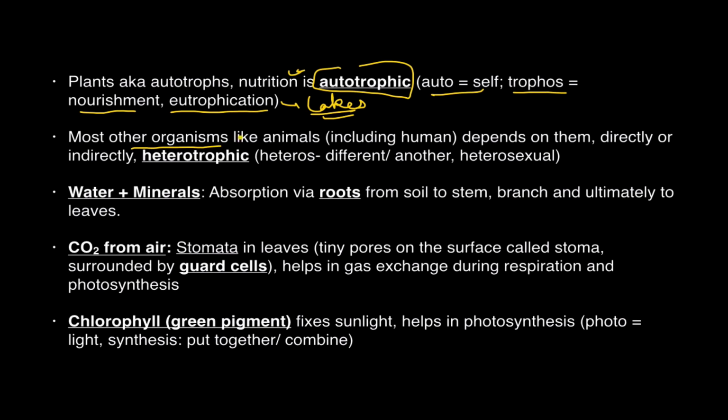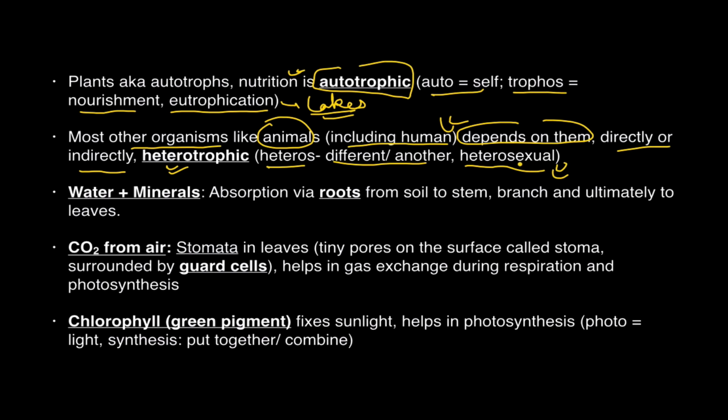Now most other organisms like animals, including human beings, depend on them directly or indirectly. Is that absolutely understood? That is why they are called heterotrophic. Heteros means different or another. For example, heterosexual means those who are attracted to a different sex, not the same sex. So heteros means different or another.